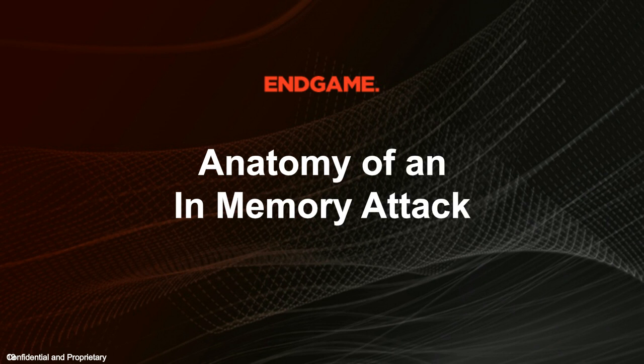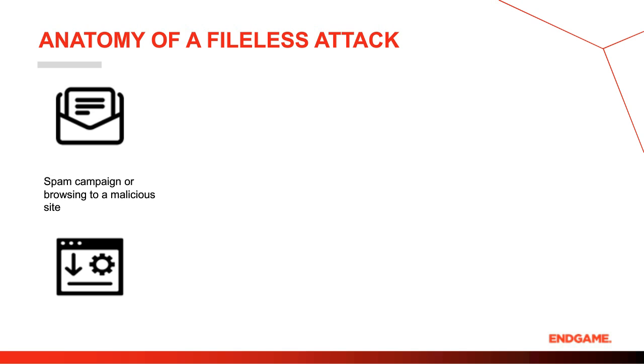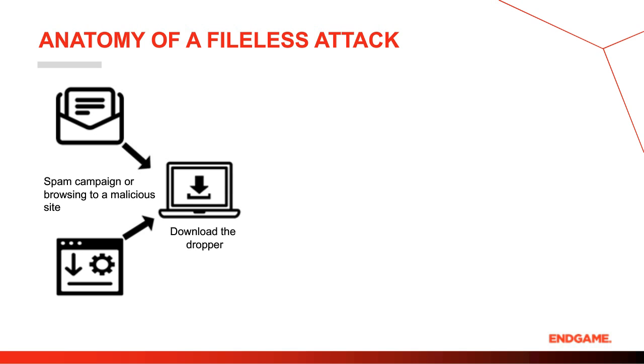So let me talk about what the attack that I'm going to show you is actually going to do. It's going to be a traditional fileless attack that we see in real life, and this is an actual real attack. It's an actual APT that I'll talk about in a second. But the first thing that a lot of these attacks will do is have some kind of spam campaign or convince a user to browse to a malicious site that contains some initial hook, either exploiting the browser or convincing them to download a Word document, then enable macros, et cetera, to get that initial foothold within the environment.